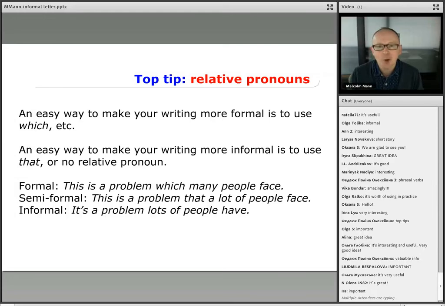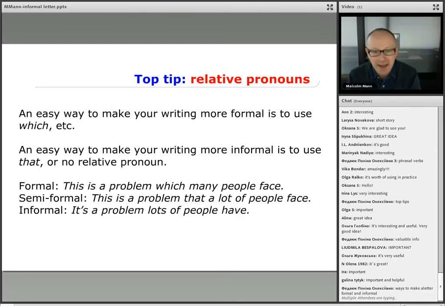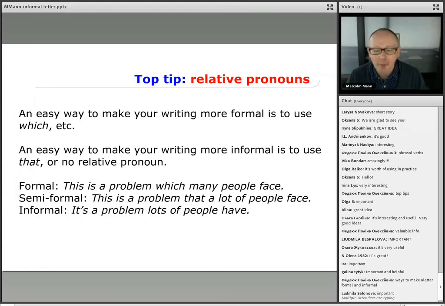Semi-formal, this is a problem that a lot of people face. Now we've changed many to a lot of as well. But which going to that is more informal. And then to leave it out completely, it's a problem lots of people have, and we've changed face to have, but we've left out the relative pronoun. That's even more informal. So that's a useful tip for our students. So when we're teaching relative pronouns, we should also be teaching formality.